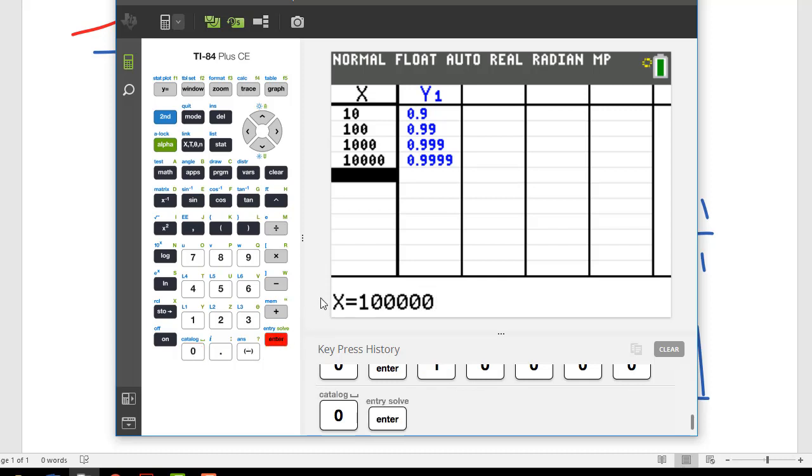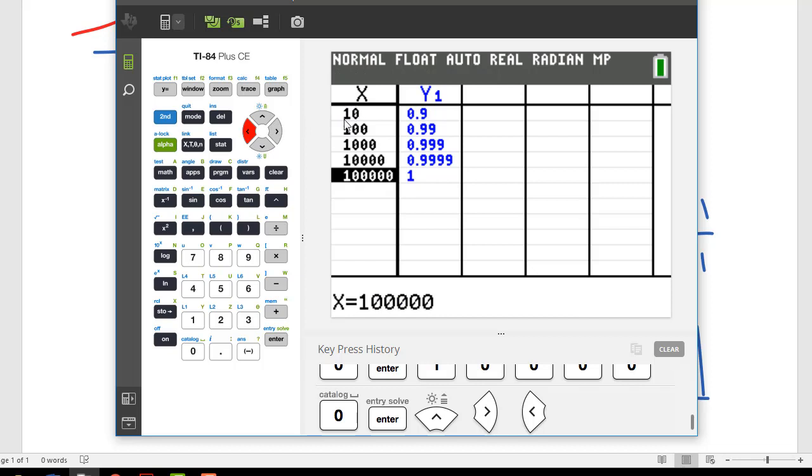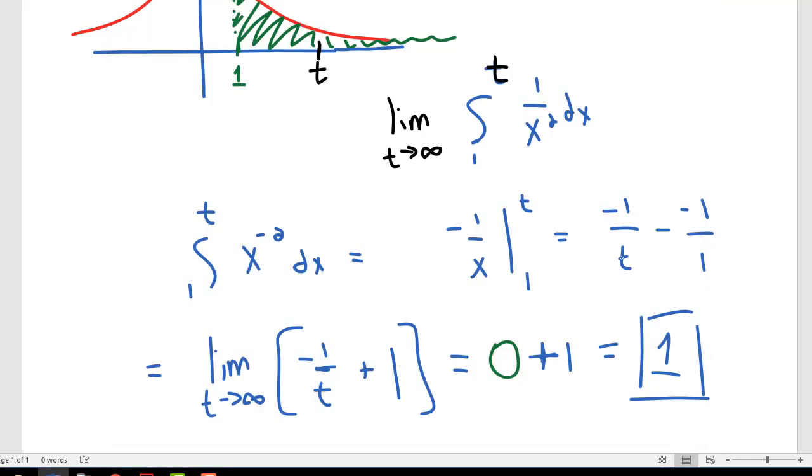It takes a little longer each time for the calculator to evaluate this. All right, it says this is 1. If I come over here and highlight the number, you can see it isn't really 1, but it's rounding, so it keeps all that decimal accuracy. But numerically speaking, we can see as the upper limit of integration goes to infinity, the integral goes to 1. And that's what we saw in the actual limit process.